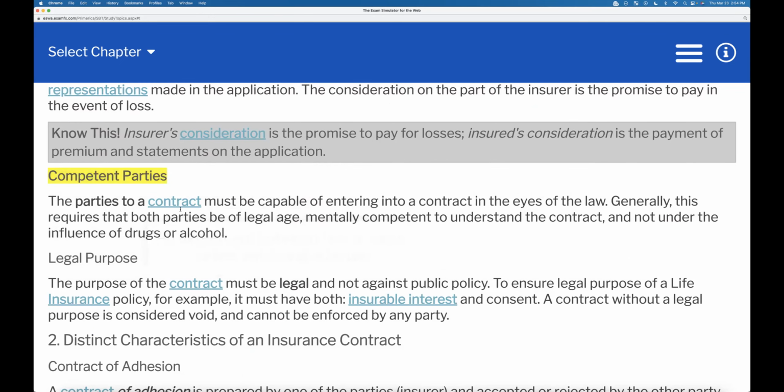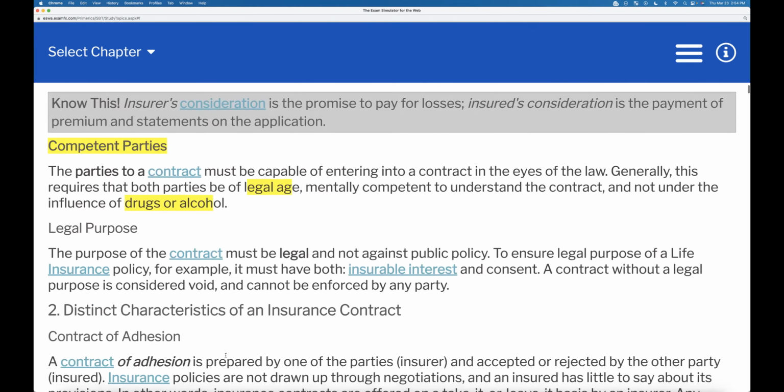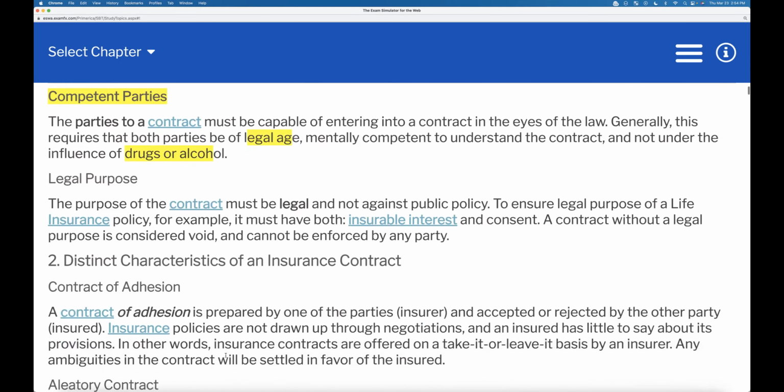Competent parties is somebody that knows what they're doing. They must be of legal age. They can't be under drugs or alcohol. Legal purpose is that it's a contract.